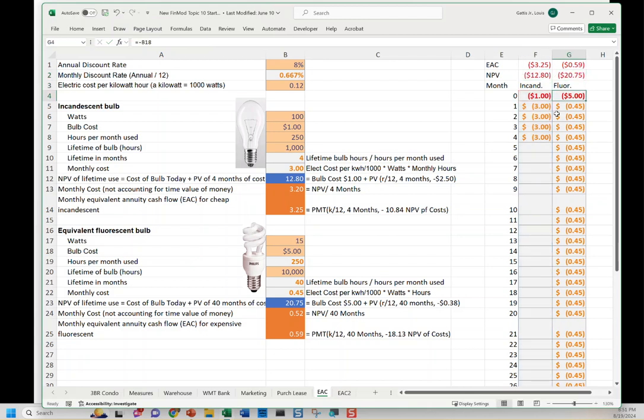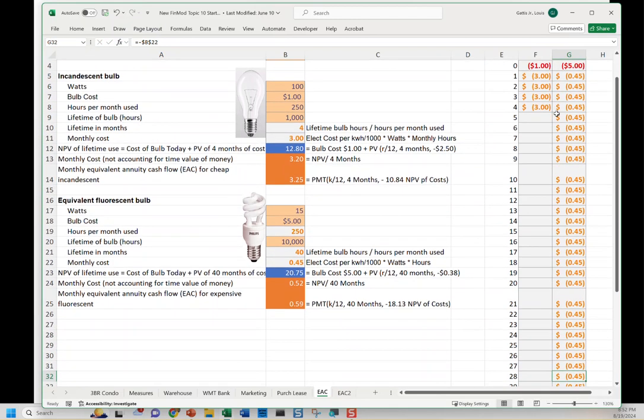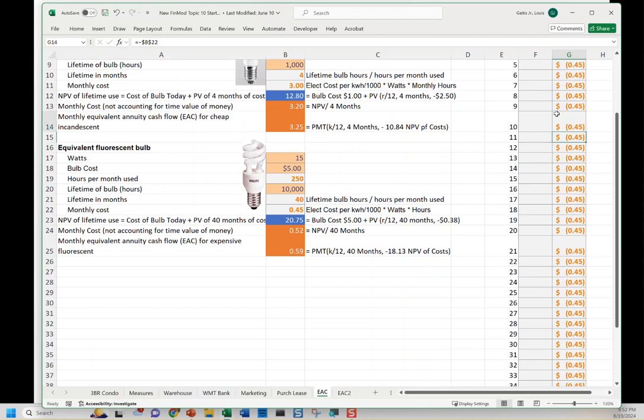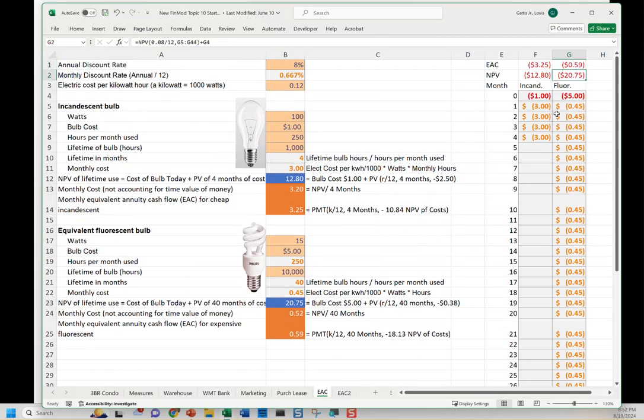And then this fluorescent light bulb that costs $5, and electricity is 45 cents based on the latest rates here, but it lasts for 40 months. When I calculate the NPV of this light bulb, it's $20 versus 12. So you'd say, well, this is the cheapest light bulb, but that's not fair because this one lasts 10 times longer. Well, I guess to make it apples to apples, I could just keep putting in the repurchase of light bulbs here, and here. But here's a simple trick.